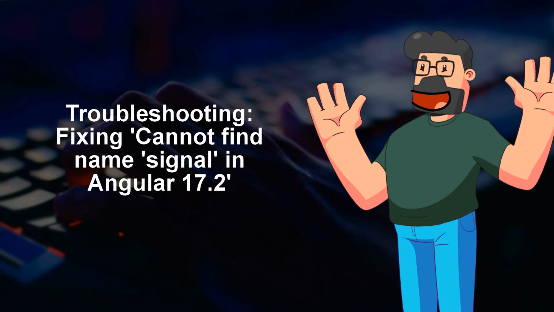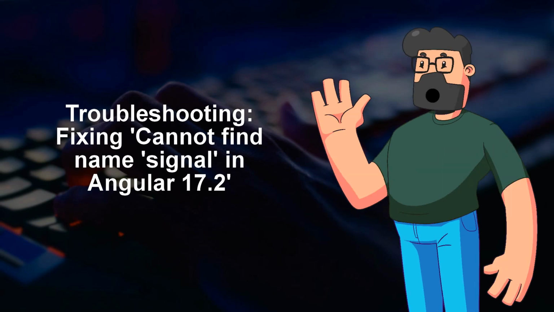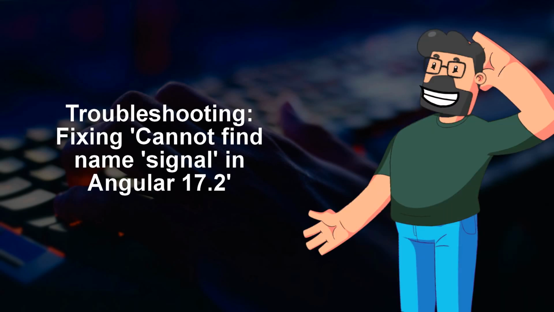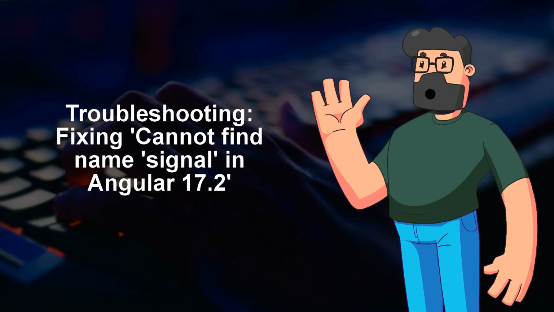Today we're diving into a common problem that many Angular 17.2 users may encounter. So what's the problem? Well, imagine trying to utilize signals in your Angular project, only to be greeted by the frustrating error message: "Cannot find name 'signal'." It can be quite a head-scratcher, right?